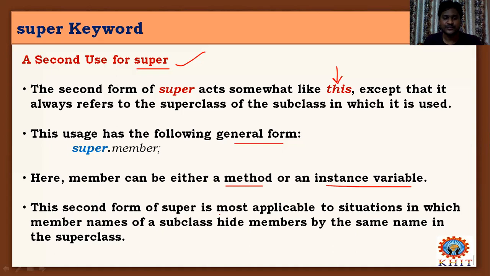This second form of super is most applicable to situations in which member names of a subclass hide members by the same name in the superclass. This point is very important to understand the second use of the super keyword. So that is what I'm saying clearly: the super keyword is helpful to access the superclass member that is hidden by the subclass member with the problem of having the same name.